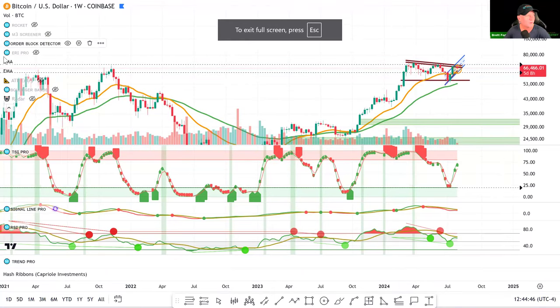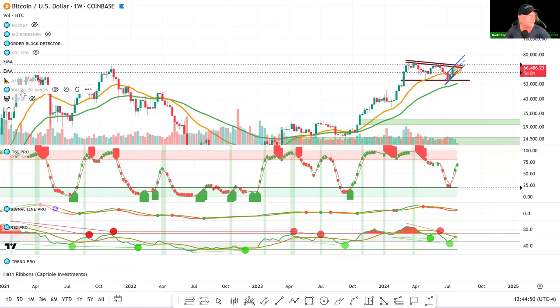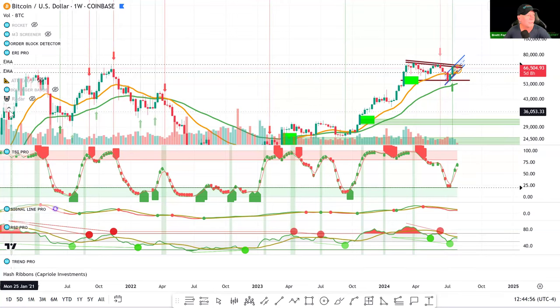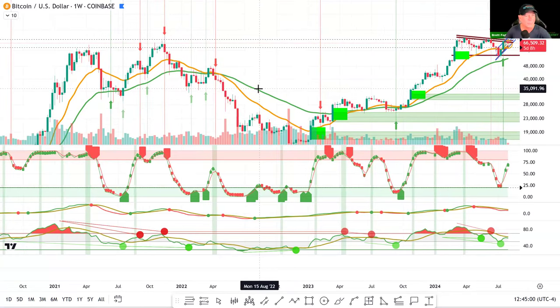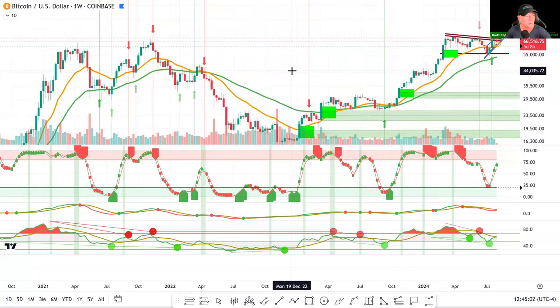And so I'm going to turn on our ERI, our early reversal indicator. That's not the one. I'll turn on just the Bollinger Bands. We'll come back to these. And the ERI Pro. The ERI stands for early reversal indicator, hence the name. And once you see it, you can't unsee it. So watch this, you guys.